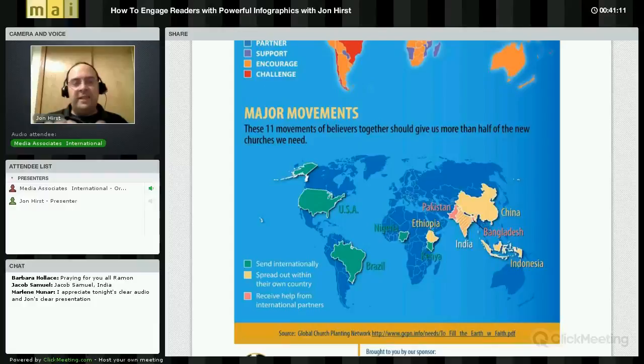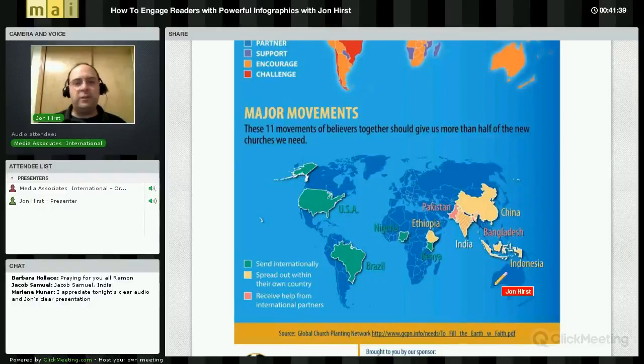And so in this infographic, the story moves from, here's the amount of churches that are needed, to here's the roles that everyone has, to if these 11 did their job, then half of all the churches in the world would be planted. And so that last section is really the challenge. But it's not only the challenge to these 11, it's just these 11 represent so much of the opportunity.